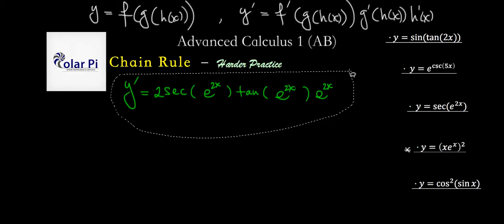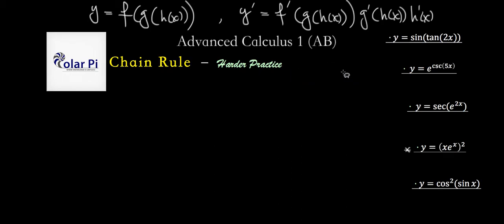Now I'm going to skip to the last one, because the last one is a composition of three functions, and the starred one, the fourth one, is the unique one. One thing you need to understand about the last one is that y can be rewritten as follows: y is cosine of sine x.